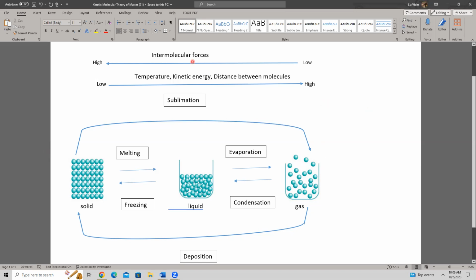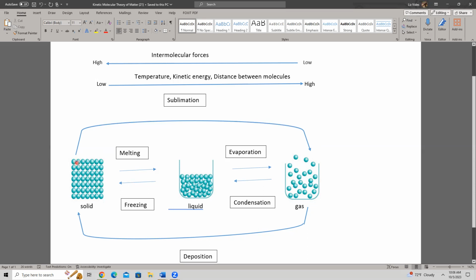Now, intermolecular forces. This is the one thing that is totally different. You notice that it goes the opposite way. But basically, the word kind of tells you: inter is between, and molecular is molecules. So if you have molecules that are interacting, like they say, this is water. So yes, they are interacting. The intermolecular forces are at their highest when it's a solid. Well, think about it, because they're attracting each other, right?